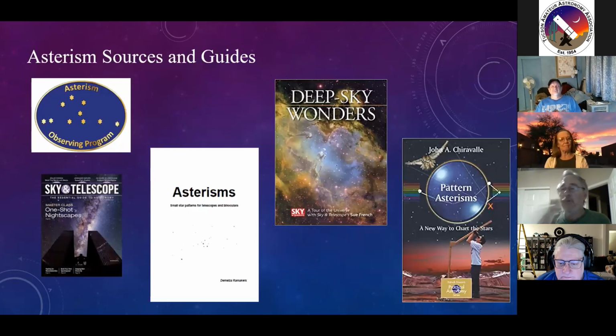And here's some of these sources. This is Shiravali's book, Pattern Asterisms. I haven't looked at it. I'm not sure what's in there, but I would imagine there's a fair number of them that are used in the Astronomical League's asterism program.